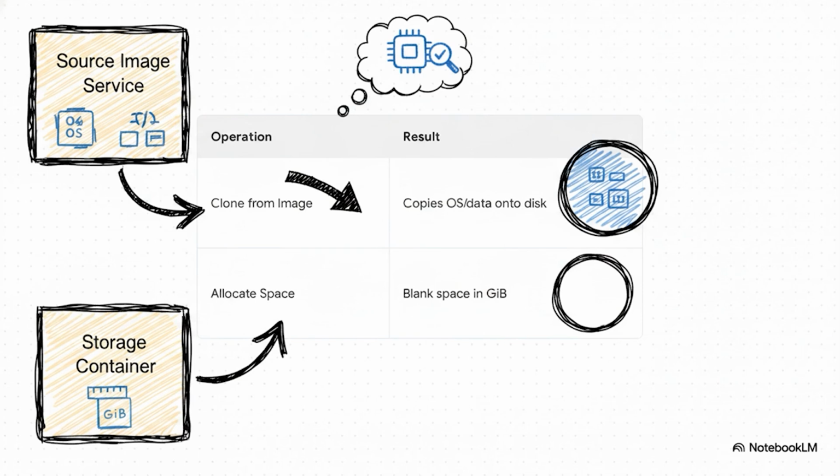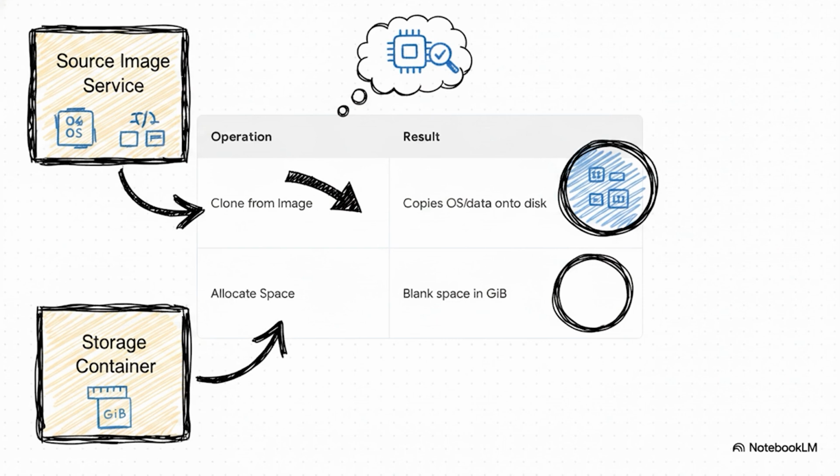When you're configuring a disk for a VM and you pick Clone from Image Service, the system pulls directly from an image you've uploaded. The result? It copies the actual OS and data bits right onto the new virtual disk. Simple enough, right? But if you choose Allocate on Storage Container, the system just allocates empty storage capacity.